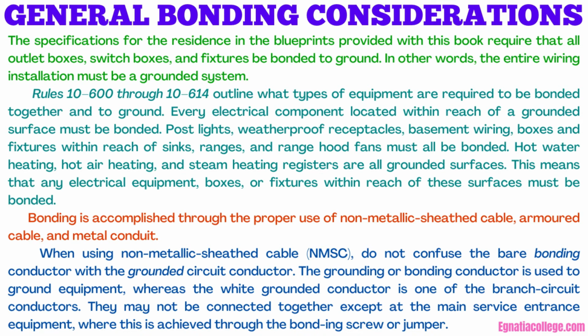Bonding is accomplished through the proper use of non-metallic sheathed cable, armored cable, and metal conduit. When using non-metallic sheathed cable, NMSC, do not confuse the bare bonding conductor with the grounded circuit conductor. The grounding or bonding conductor is used to ground equipment, whereas the white grounded conductor is one of the branch circuit conductors. They may not be connected together except at the main service entrance equipment, where this is achieved through the bonding screw or jumper.